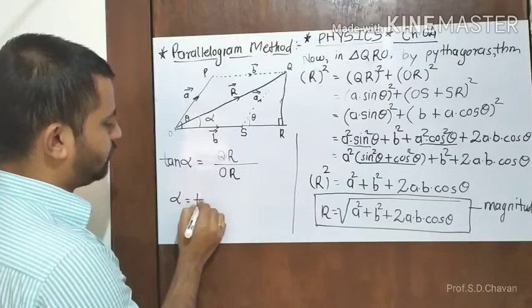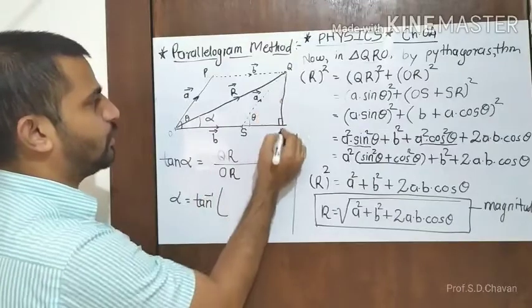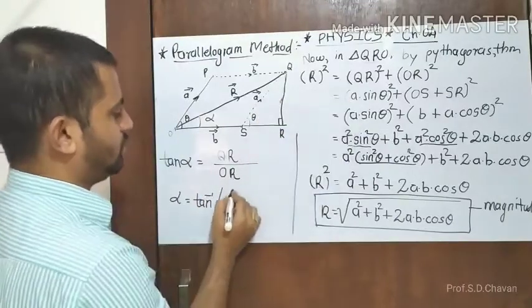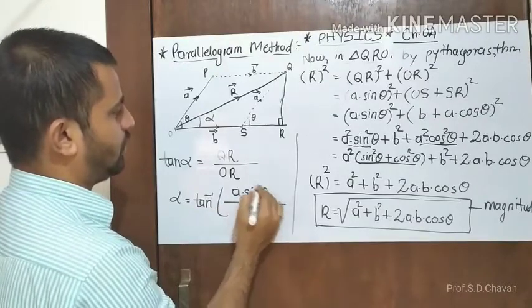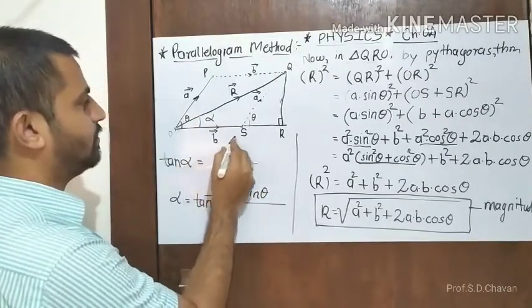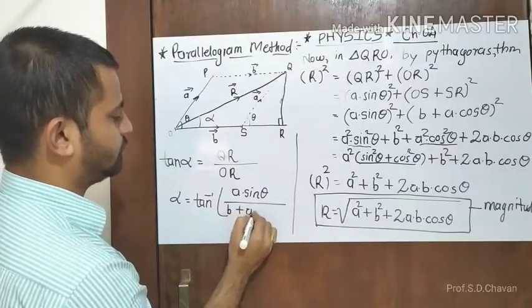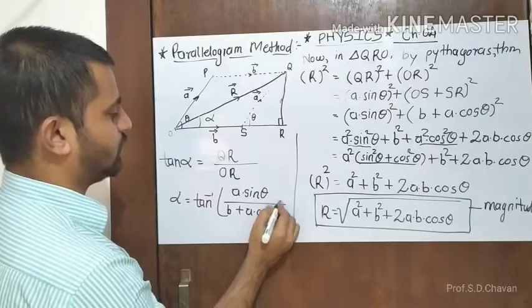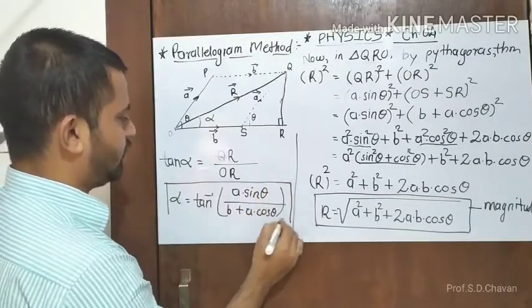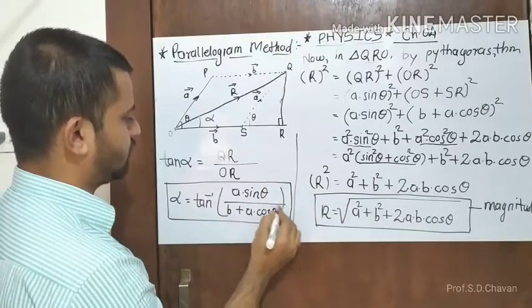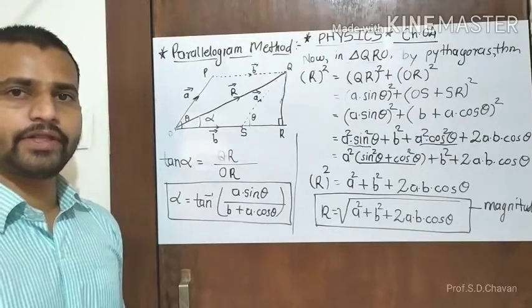Alpha is nothing but tan inverse of, what is QR? QR is A sine of theta. And what is OR? OR is nothing but B plus A cos of theta. So by this we can get the direction of the resultant of the two vectors by using the parallelogram method.